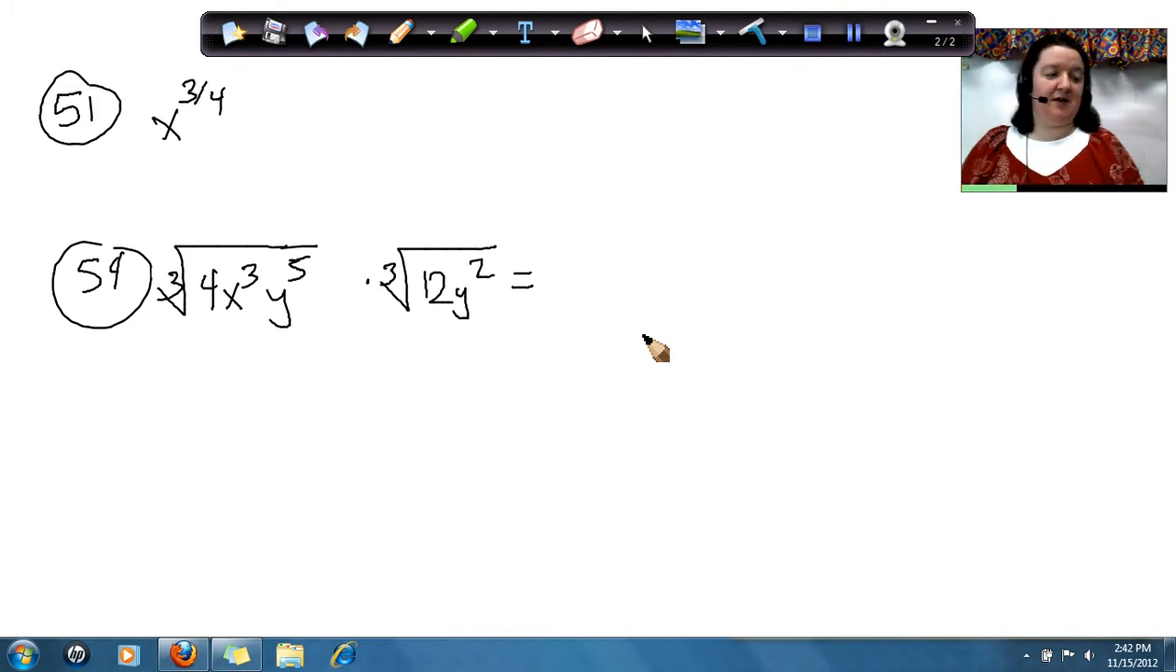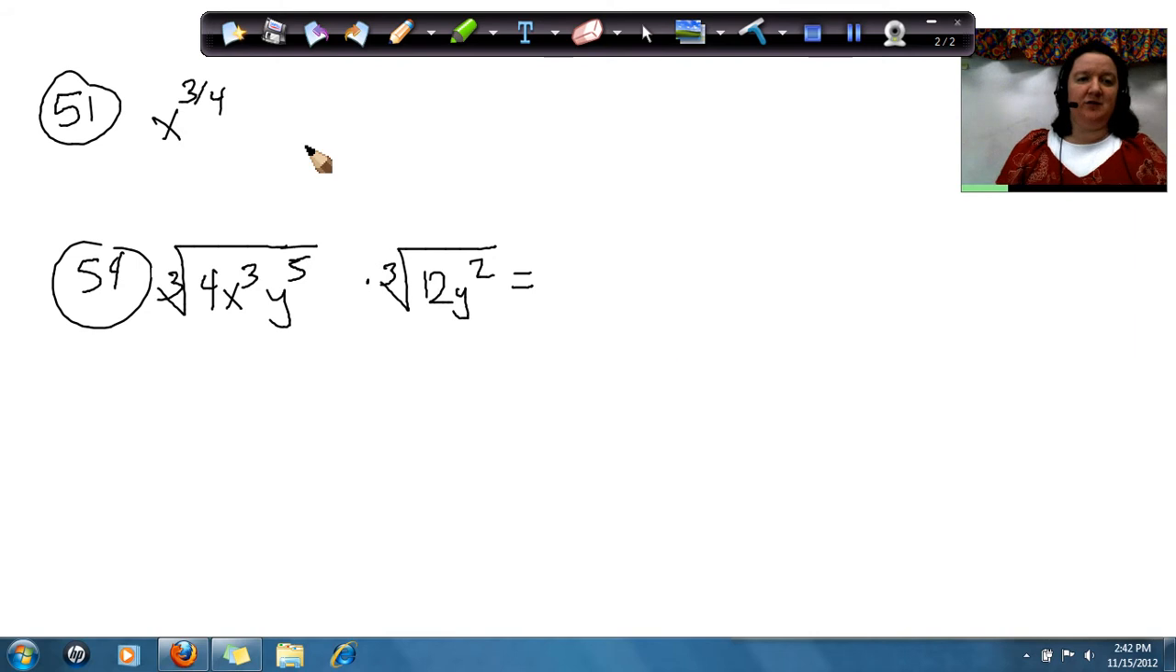Afternoon. Let's look at question 51 and 54 on page 177. Now in 51, it wants us to find two non-integer exponents whose quotient is x to the 3/4. So quotient means that I need to do a division problem. So I'm going to take something like x to the 5/4 divided by x to the 1/2.